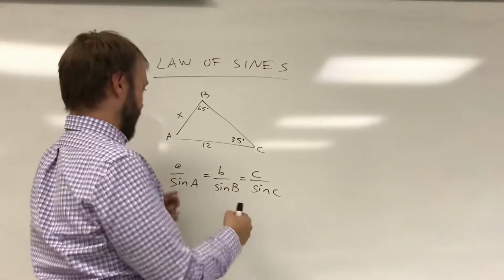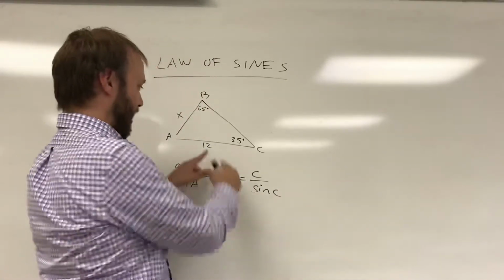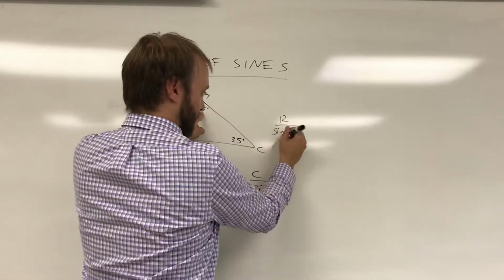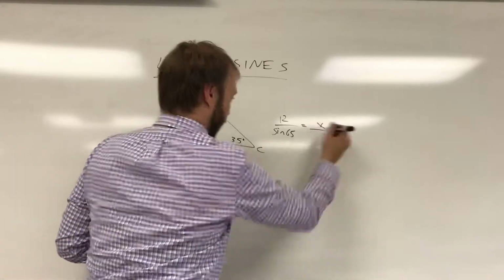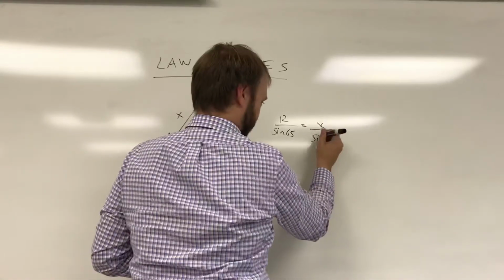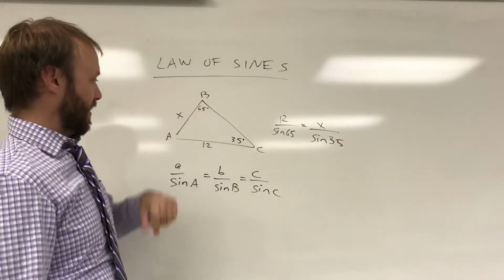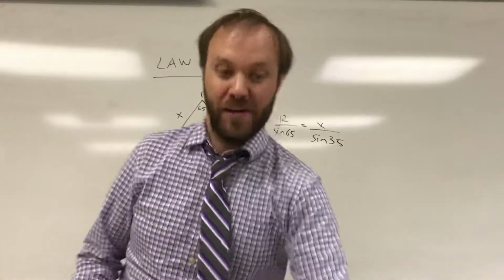So very simple formula to use. And again, it doesn't really matter which is side a and which is side b. It just basically says a length of a side over the sine of its opposite angle is going to be equal to the length of some other side over the sine of its opposite angle. Okay, so we've got 12 matched up at its opposite angle of 65. We've got x matched up at its opposite angle of 35. We just solve that equation, okay?